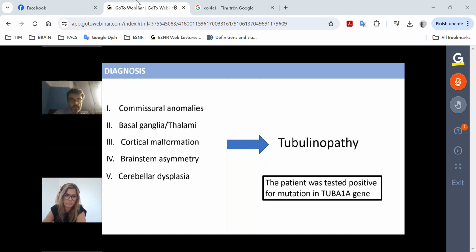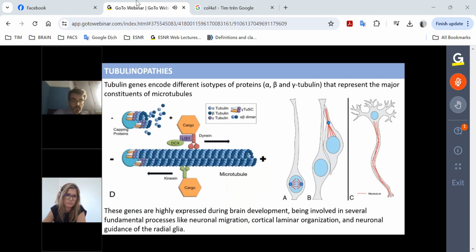So just to quickly say what tubulinopathies are, you know that tubulin genes encode for proteins which are fundamental for the structure of the microtubule. So they are the bricks that make the microtubule. They are involved in many processes during the development of the brain, from proliferation, but also migration and cortical organization. So a defect, a mutation in this gene has a tremendous impact on the shape and the development of the brain.